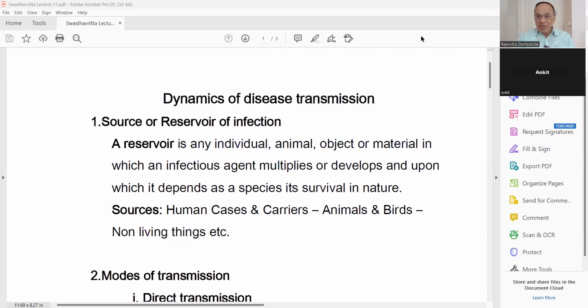Today's lecture is concerned with the Ayurveda students, that is the Swasthavritta subject. In modern allopathic language, it is called PSM, Preventive and Social Medicine. But in Ayurveda, it is called the Swasthavritta subject. This is a very interesting subject, and we are discussing the topics as per the syllabus of the students.